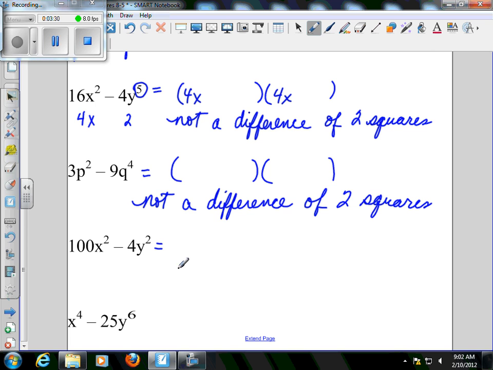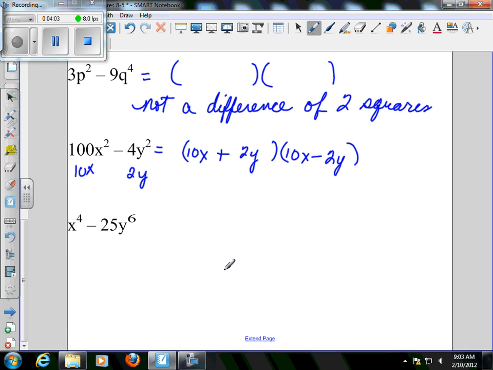Okay, so now let's try this next one. Set up our parentheses. What do you have to square to get 100x squared? That would be 10x. What do you have to square to get 4y squared? Well, that would be 2y. And put in your plus and your minus. And really, it doesn't matter whether the addition sign comes first or the minus sign. It really doesn't matter.